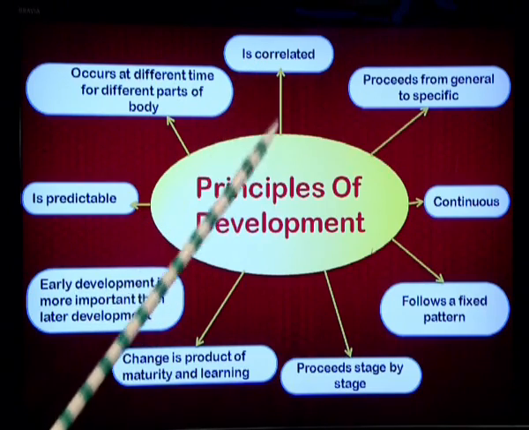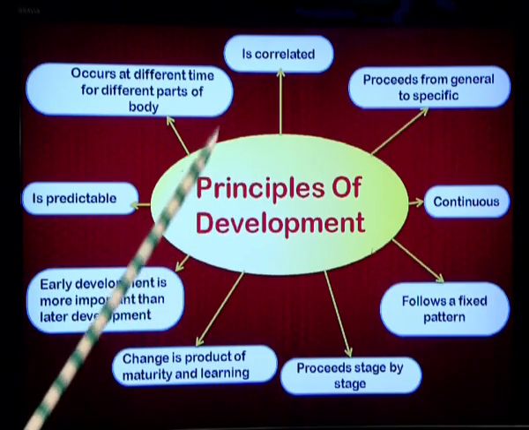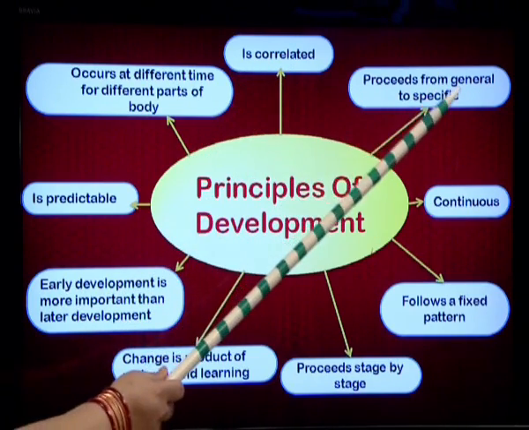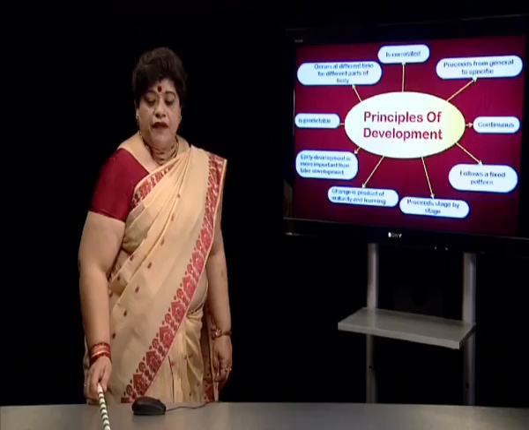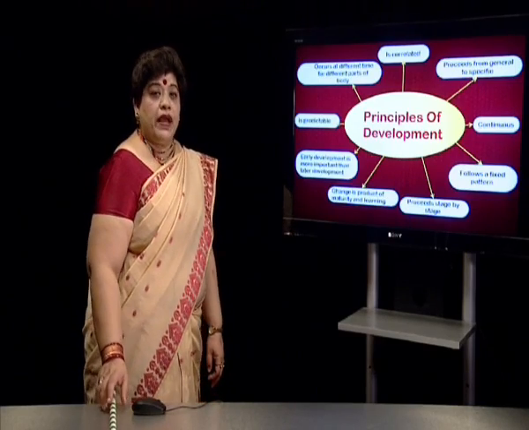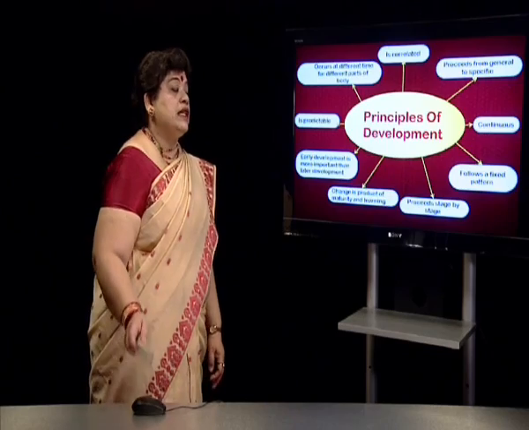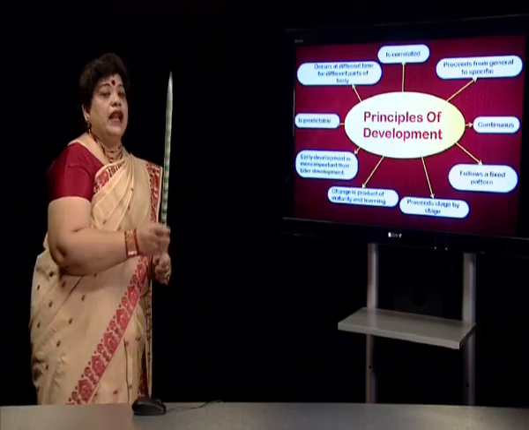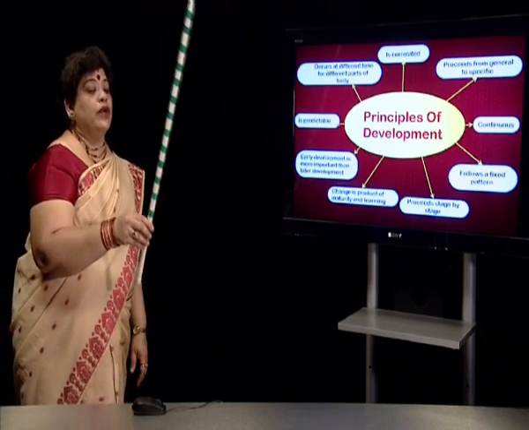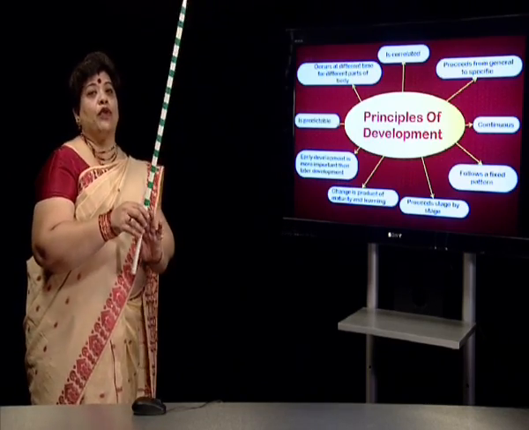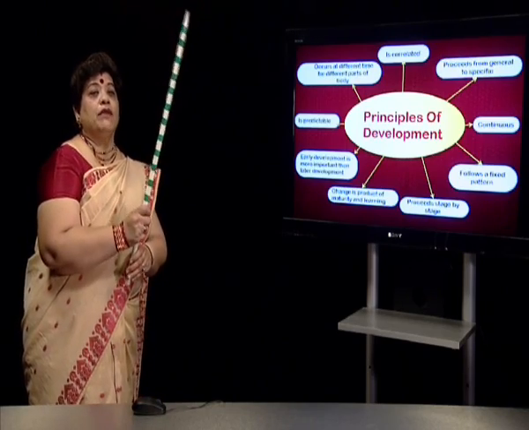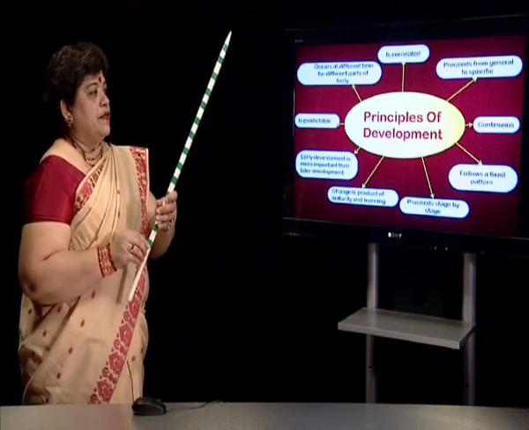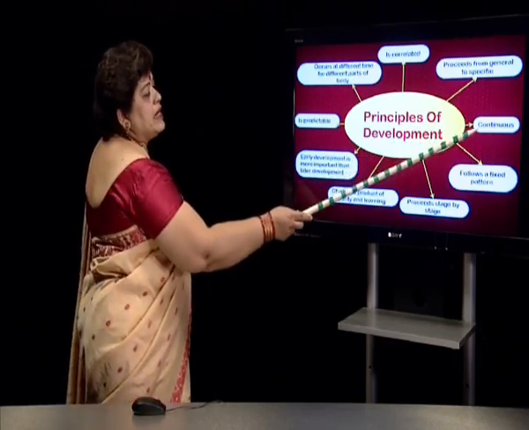It is correlated. All the different parts of the body as they are developing, all of them are correlated. It proceeds from general to specific. Today, if I ask a very small baby to pick up this stick, the tendency for the baby will be to hold with the full hand grasp. But as an adult, when I am picking, I may hold it with only 4 fingers and the support of my thumb. I don't need to hold the stick with my complete hand. So I am proceeding from general to specific. It is continuous. Development is happening.